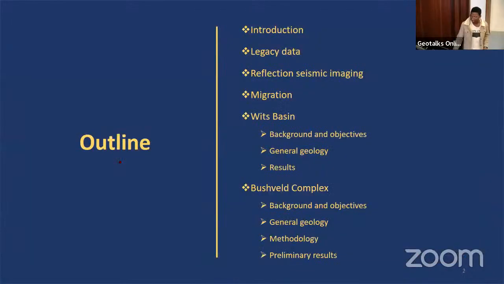Now, the following is the outline of my presentation. I'll be doing a little bit of touch up on legacy data and the reflection seismic method itself, and some migration, and I'll take you through some results we got from the Wits Basin and the Bushveld Complex.